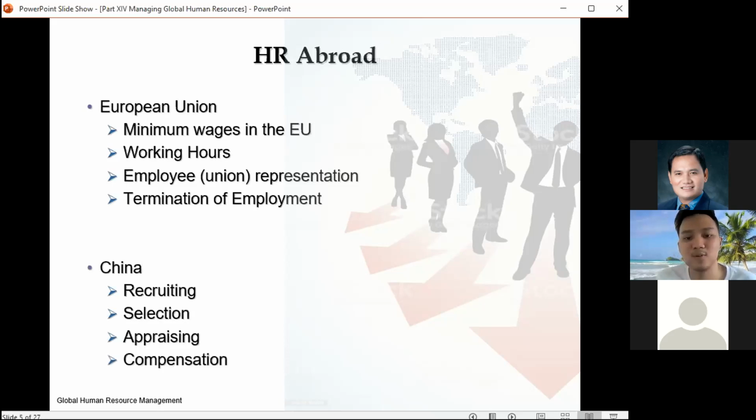Yeah. So our examples here are Europe and China. So you'll see how they're different from us, and they're different from the rest of the world. So over the past 2 decades, the separate countries of the former European community unified into a common market. And this common market is for goods, services, and capital.